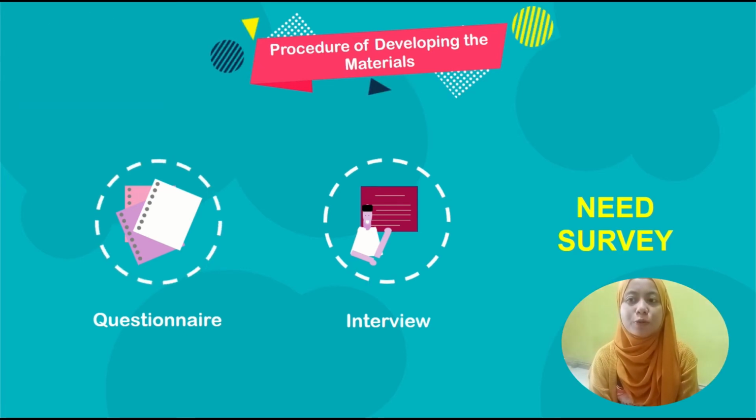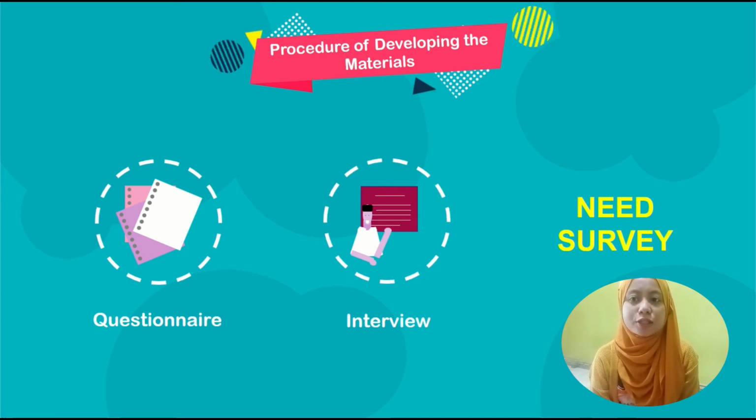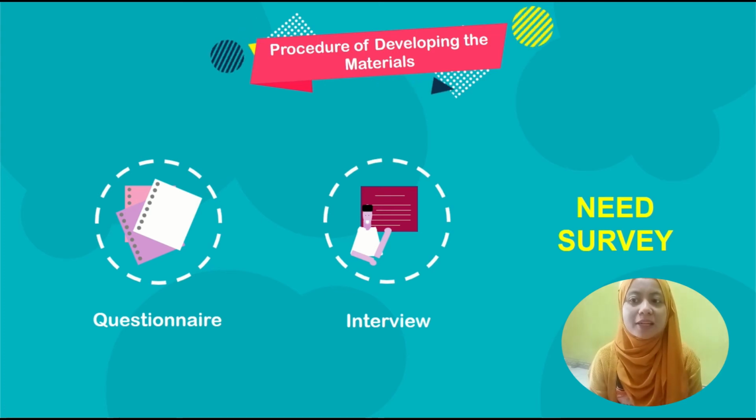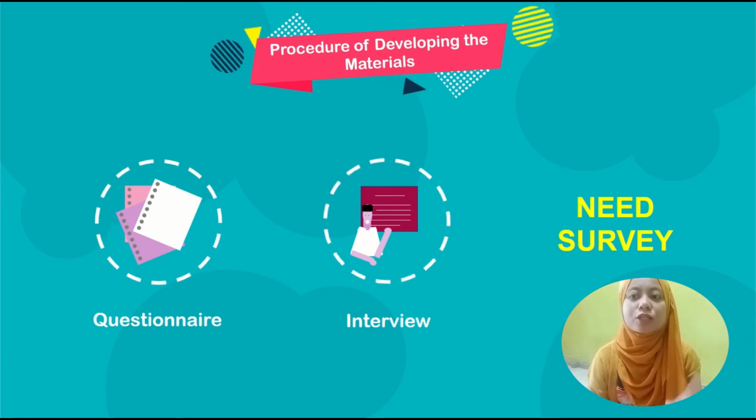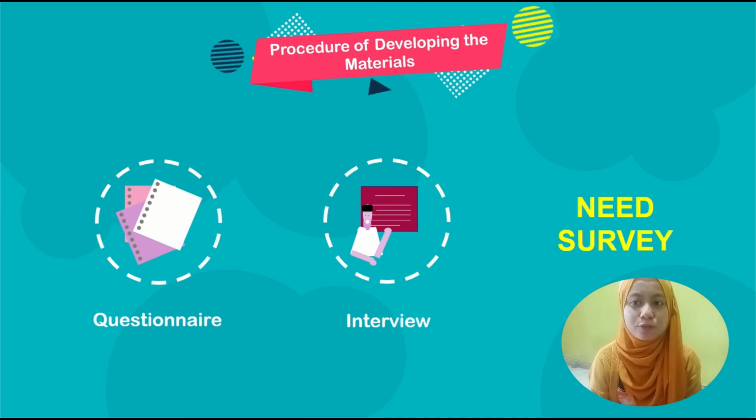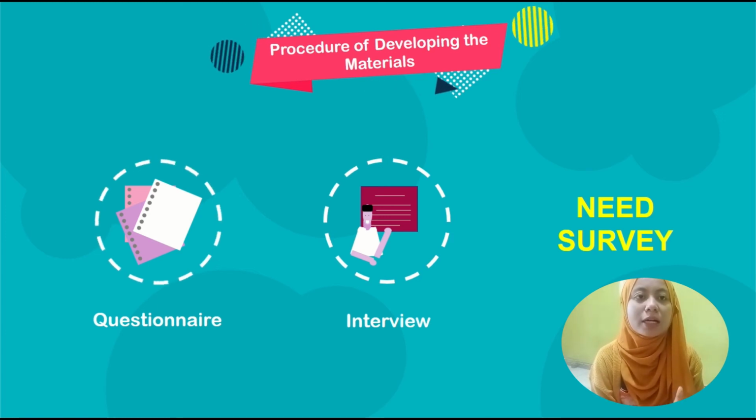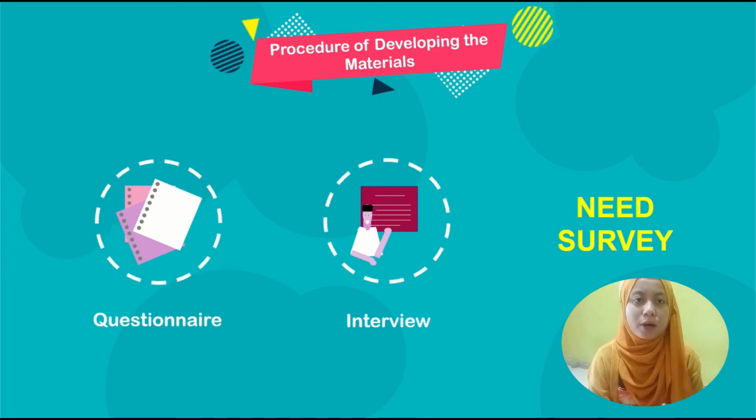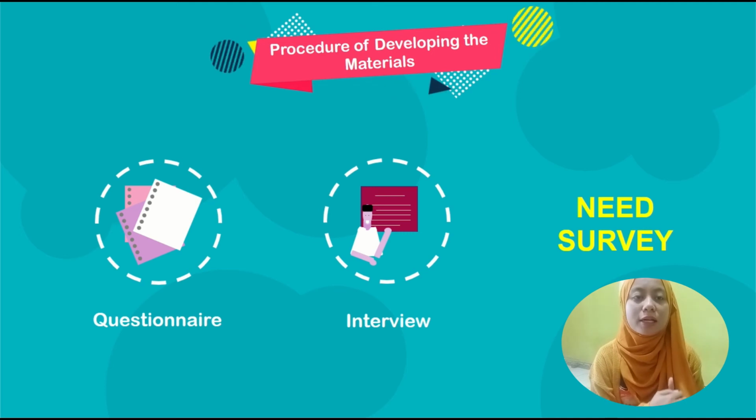Okay, the first step to develop the product in this research is need survey. To find more detailed information about the situation in the field, need survey is used. The researcher uses 2 instruments to collect the data during need survey. The instruments are questionnaire and interview guidelines. The questionnaire is for the English teacher and also the student. For the English teacher, the questionnaire is in the form of open-ended questions, and for the student, the questionnaire is in the form of closed-ended questions. And next about interview. The interview is only for the English teacher.